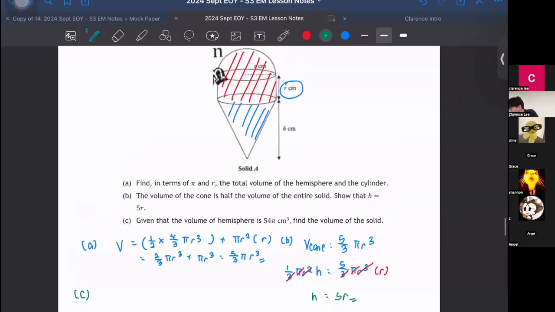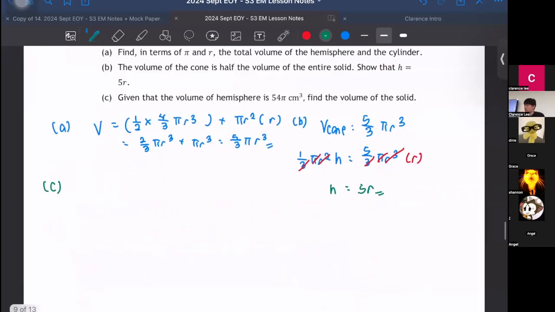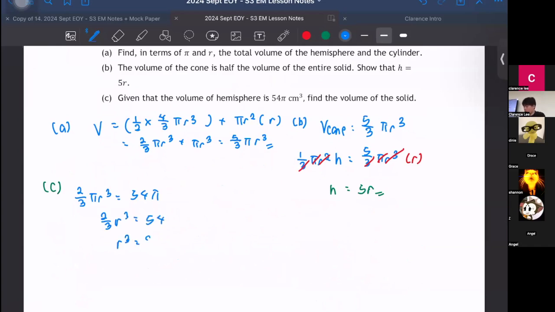Part C, they tell you the volume of hemisphere is 54 pi. So hemisphere is given to be 2/3 pi r cubed equals 54 pi. So therefore 2/3 pi r cubed is equal to 54. R cubed is equal to 81. So r will just be cube root of 81. Okay, same thing, you can leave this as exact answer.